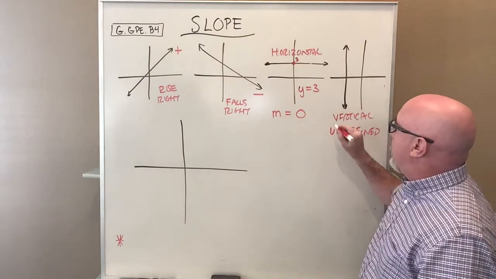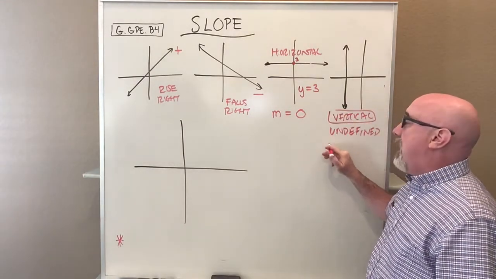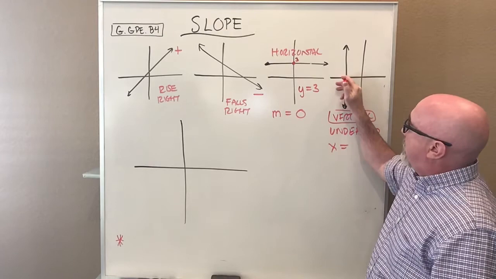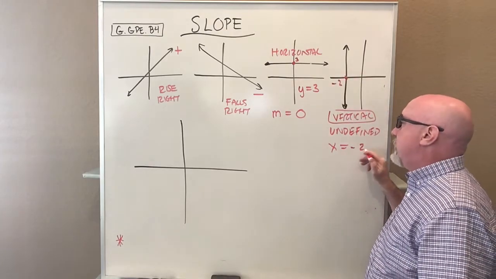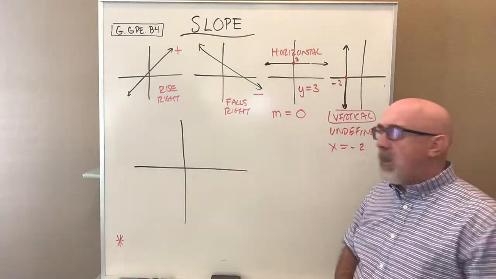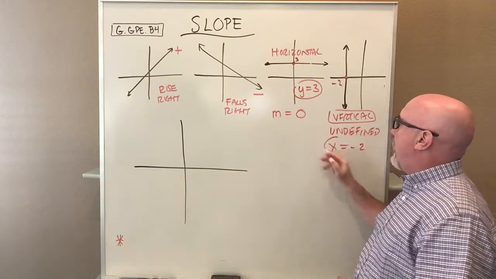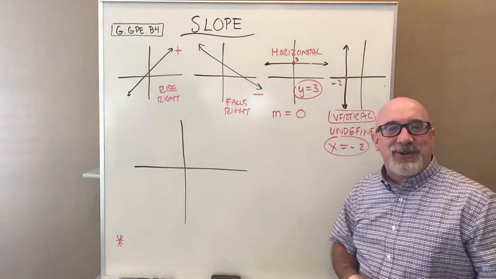These are vertical lines, and they are described as x equals. So let's say this was at -2 here. This would be x equals -2. Just remember that these are a little bit unique in their style.